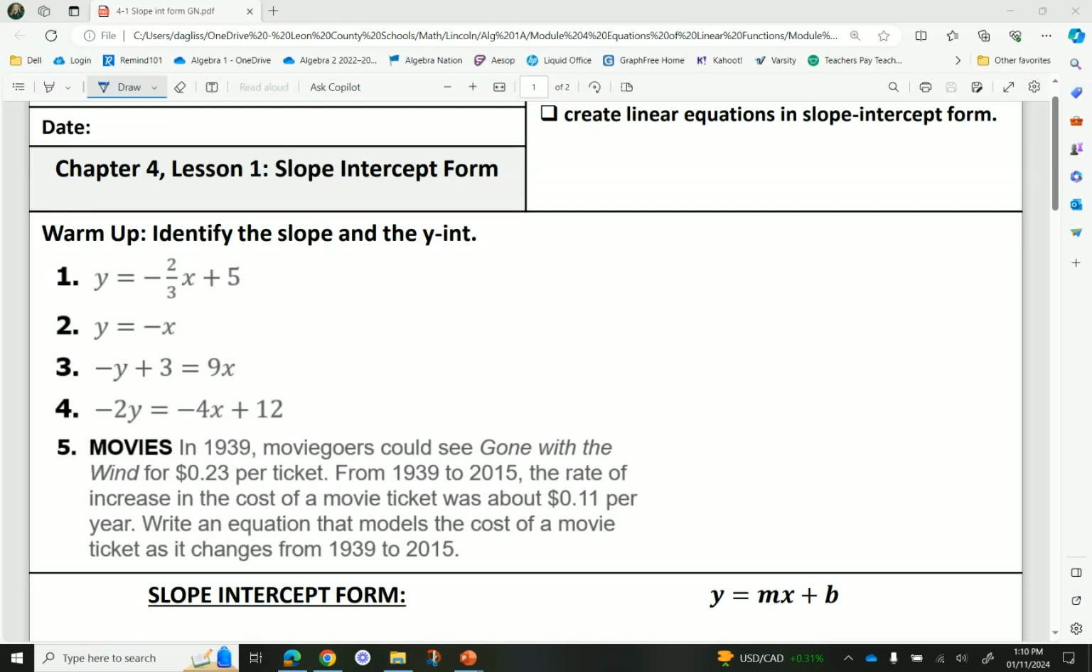Going to remember some stuff. So we're moving on to chapter 4, okay? And we are reviewing slope and y-intercept.